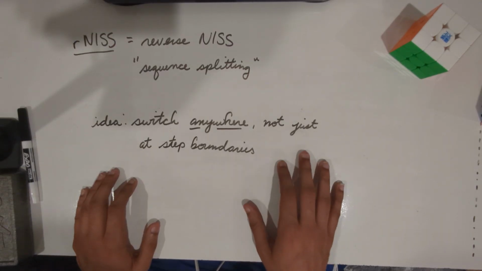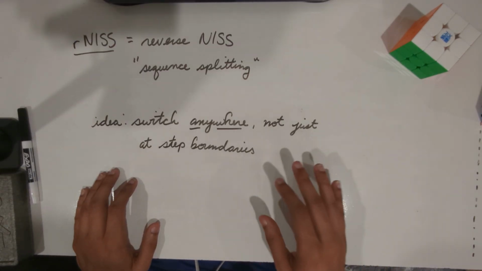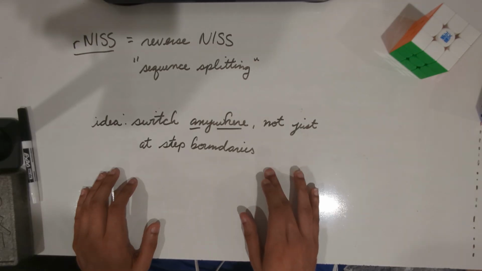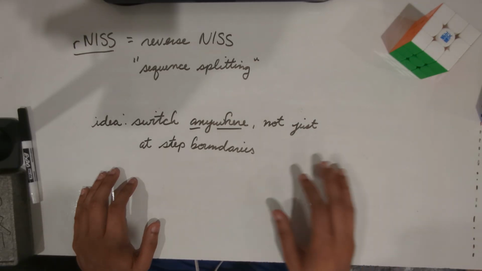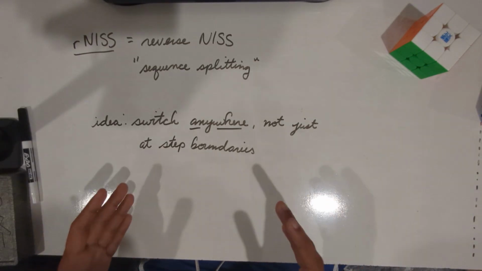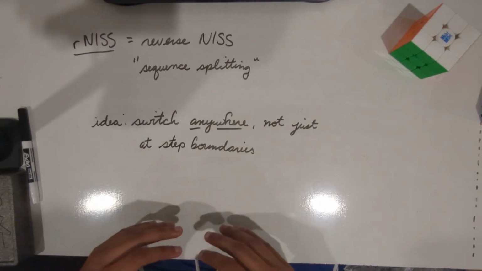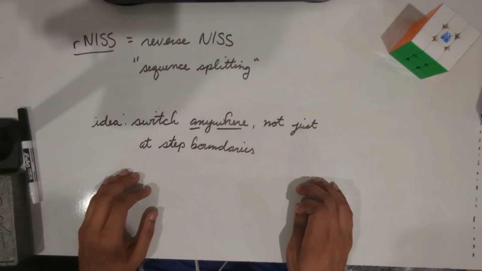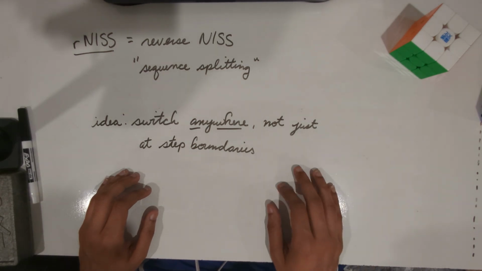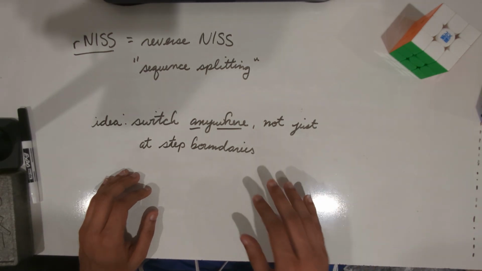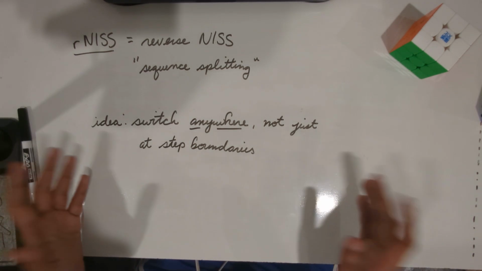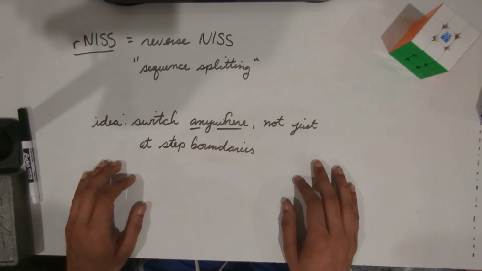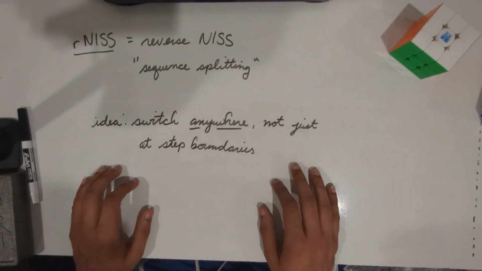The main idea of rNISS is you want to be able to NISS anywhere, not just at the step boundaries. In the previous NISS example, we switched at the end of relatively defined sequences, and rNISS extends this idea by picking any point in the solution or skeleton to NISS from. It is particularly useful when it comes to insertions, particularly edge insertions and slice insertions, and because of that, we're going to see more of that in episode 4, which is why I'm only briefly mentioning it here.